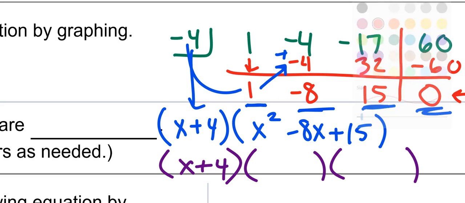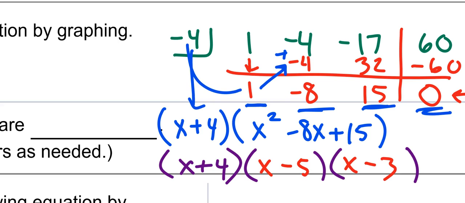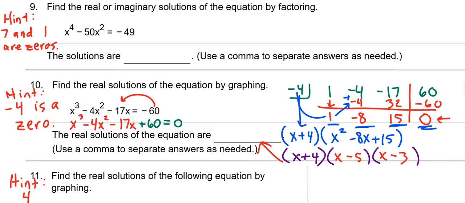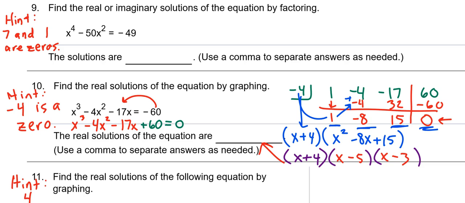Okay, what did you guys decide? X minus 5, X minus 3. X minus 5, X minus 3. Okay, now you have enough information to answer the question. The question is, the real solutions are. Please write down, how many are there? There are three answers that you should have on that answer blank. Write them down.